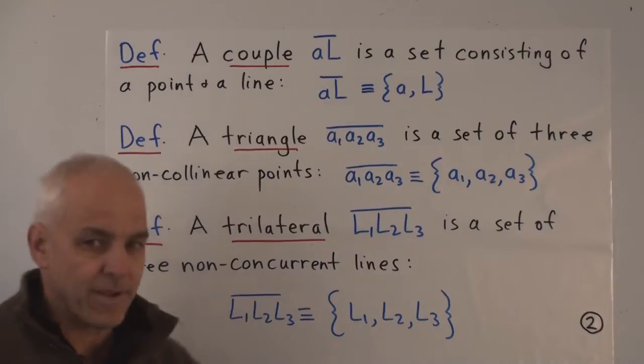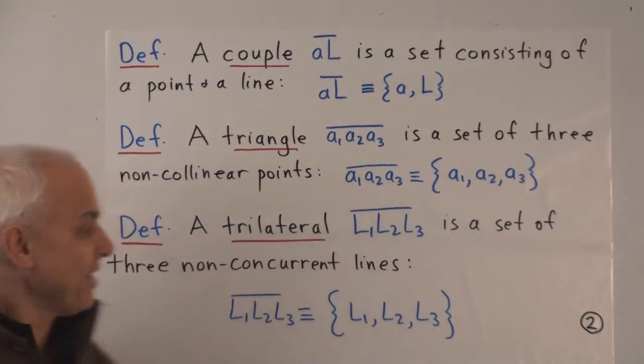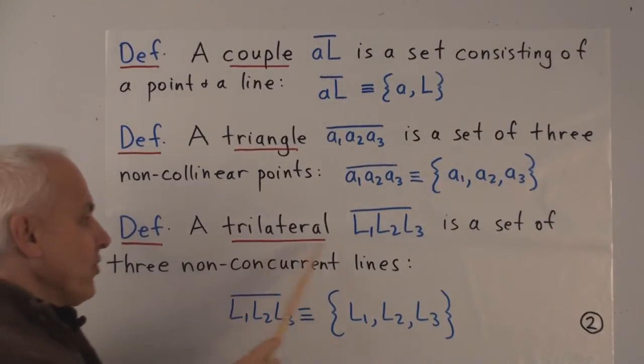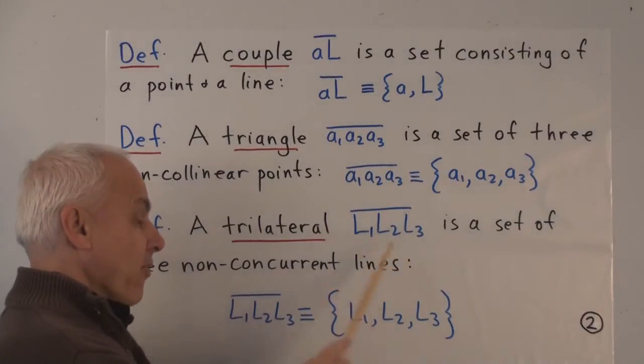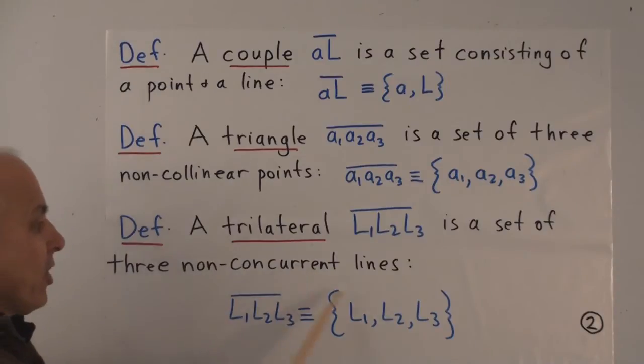Now we always want kind of a dual object to all the definitions we're defining. So here's the dual notion, which is a trilateral. A trilateral, L1 L2 L3 with a bar over it, is a set of 3 non-concurrent lines.